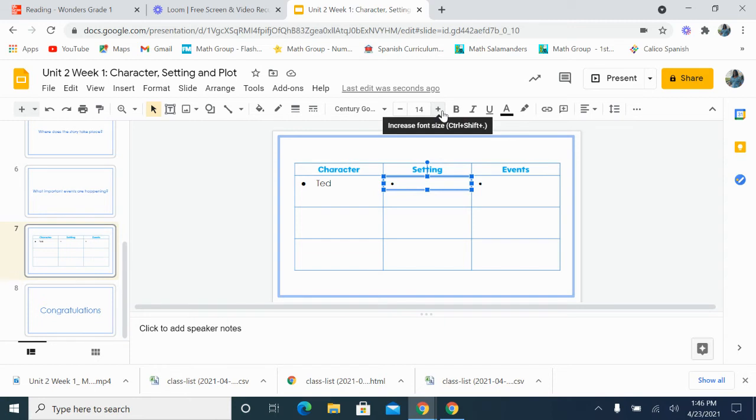Let's take a moment and think about our setting. Where does the story take place? If you said on a city street, you are correct. Go ahead and write that on your paper.